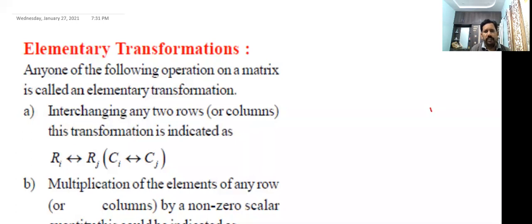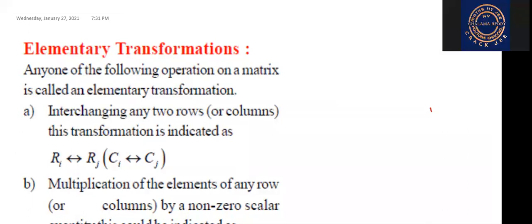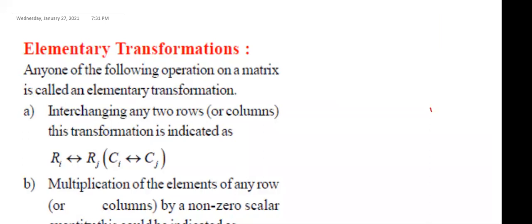Now, today I am going to discuss elementary transformations. How to do that? These are the following operations on a matrix, called elementary transformations. First, see the first point, what they are given: interchanging any two rows or columns.